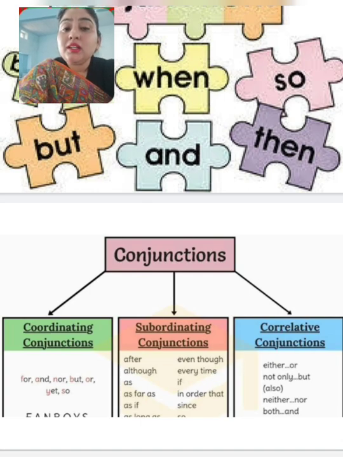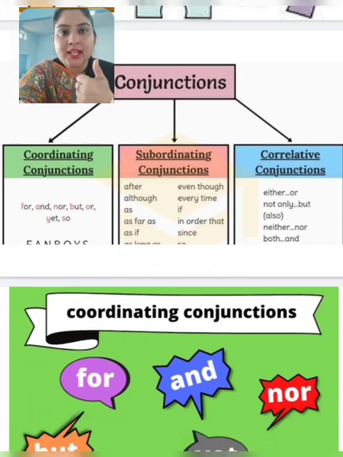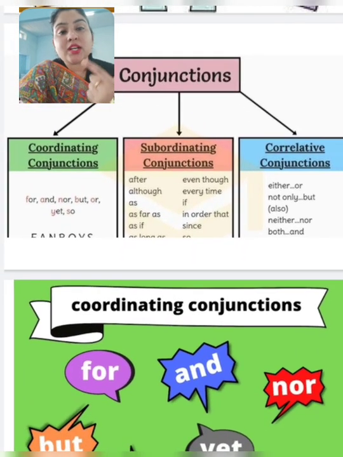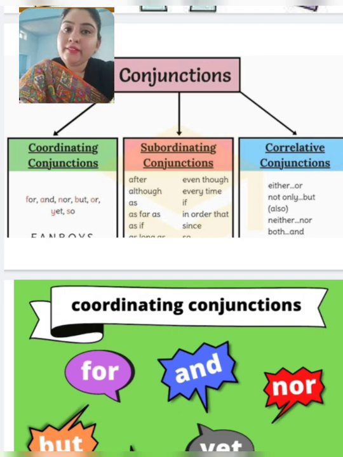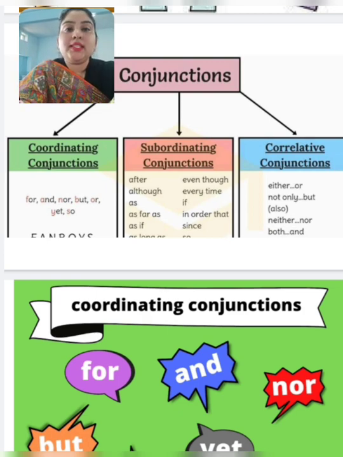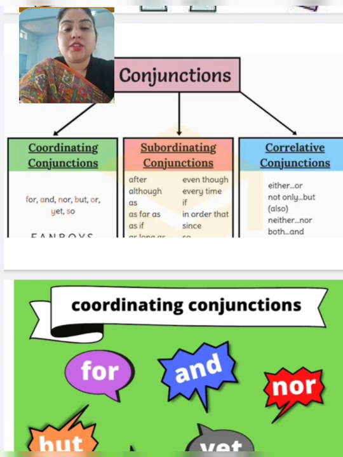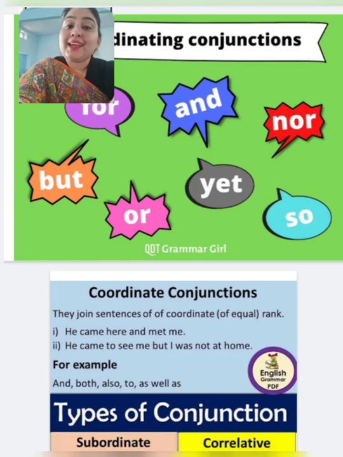Let's move forward. Now children, in conjunctions, there are three types. Coordinating conjunction, subordinating conjunction and correlative conjunction. Now understand children, what is the meaning of coordinating conjunctions, subordinating conjunctions and correlative conjunctions. Now see the first one, coordinating conjunctions. In this we have for, but, and, or, yet, nor and so.